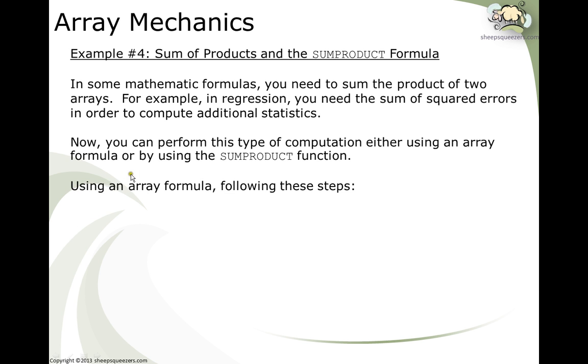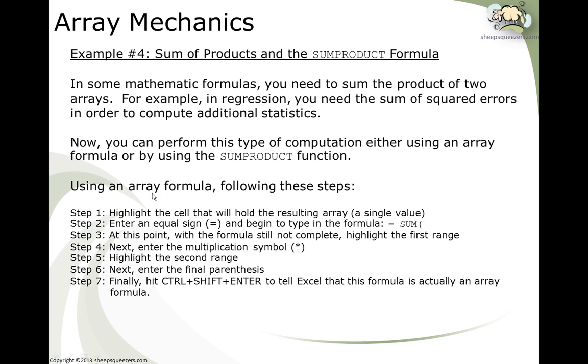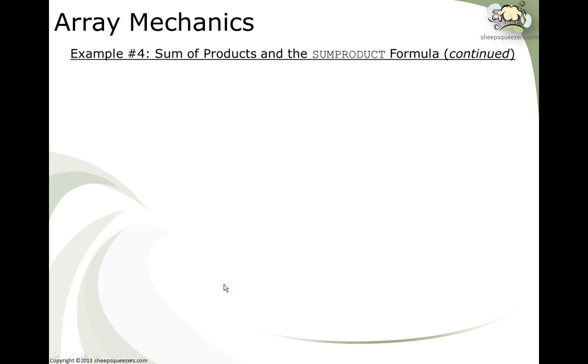So using an array formula, follow these steps. Step number 1, highlight the cell that will hold the resulting array, which will be a single value in this particular case because it's the sum of squared errors. Enter in an equal sign, as usual, and begin to type in the formula equals sum left paren. At this point, with the formula still not complete, highlight the first range. Next, enter the multiplication symbol, which is an asterisk, of course. Highlight the second range. Next, enter in the final paren because we started the beginning paren for the sum function. We need the ending paren for the sum function. And finally, hit Control, Shift, and Enter to tell Excel it's an array formula.